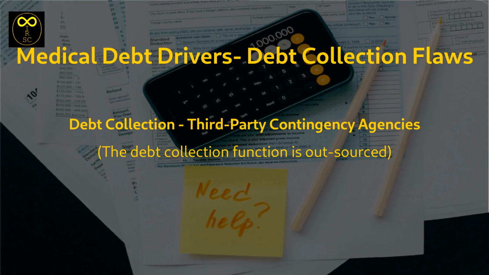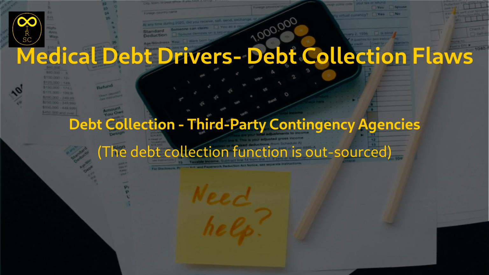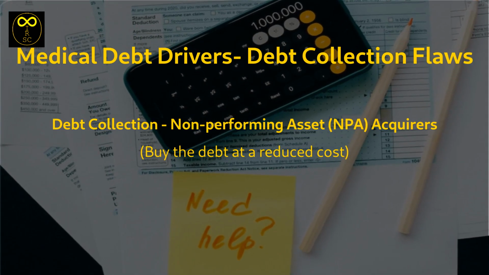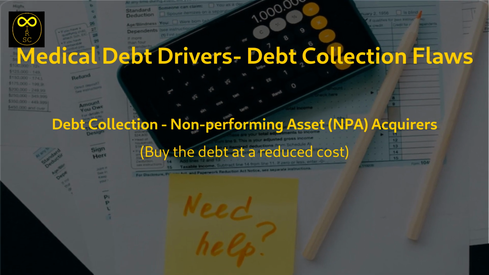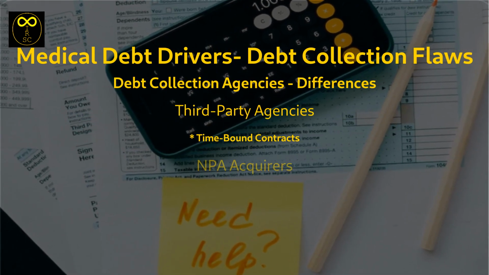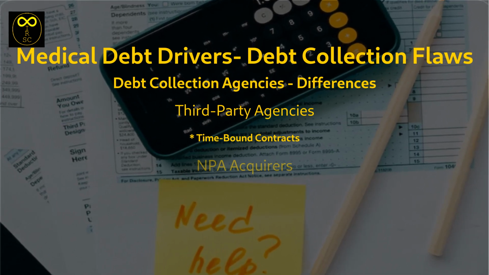Third-party contingency collection agencies work for themselves, but they do not own the debt and they just provide outsourced services to healthcare facilities. NPA acquirers purchase the medical paper and own the medical debt. Contingency agencies do not own the debt since they're contracted for a specific amount of time to collect as much of the debt as possible.